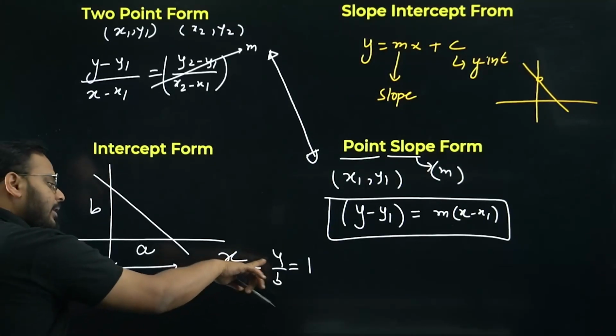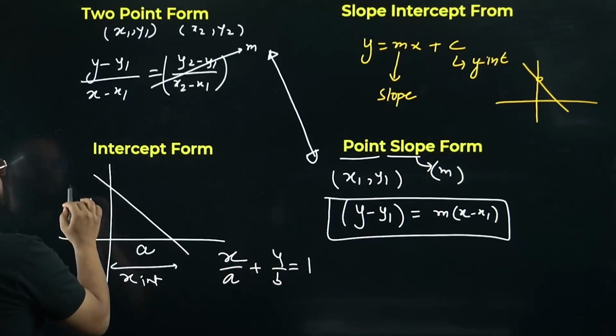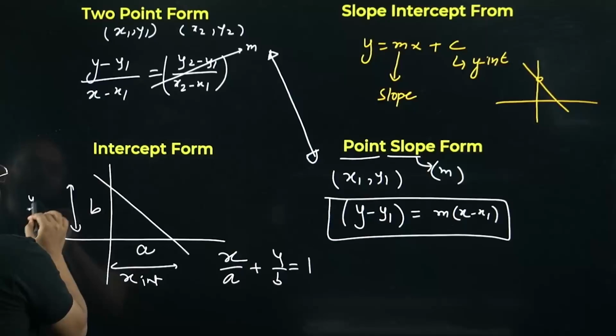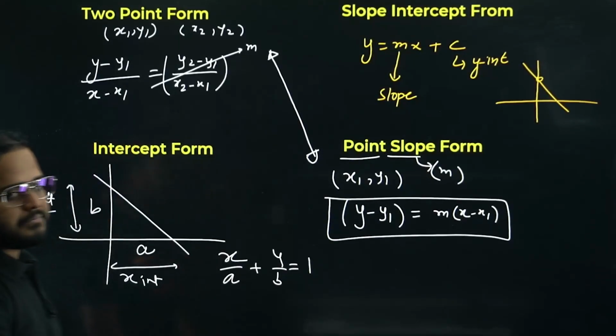And if you take x 0, what will happen? You'll have this whole thing 0. Y become equals to b. This is your nothing but y-intercept. Please check. Is this clear? Have a look. Done? Okay.